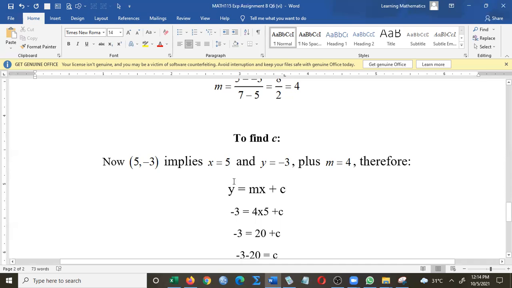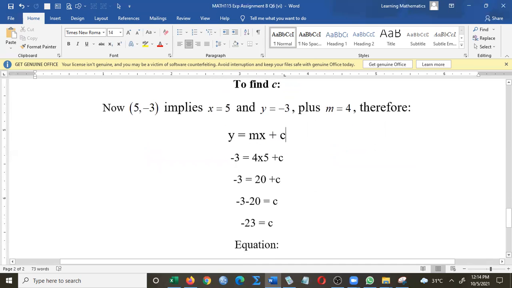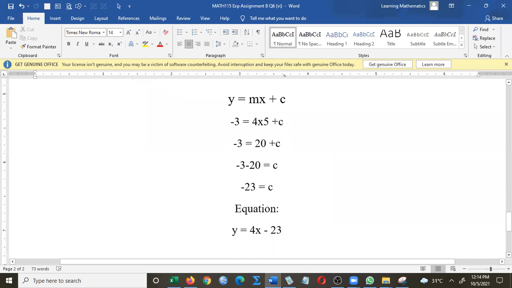So therefore, y is -3, m is 4, and x is 5, plus c. We can use that to find c. 4 5s are 20. We subtract 20 on both sides. We get -3 minus 20 is equal to -23. So then we have the equation y is equal to 4x minus 23.